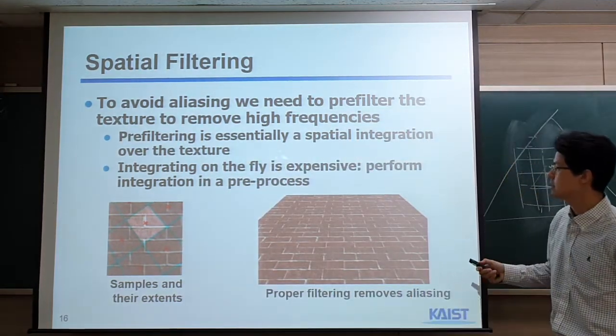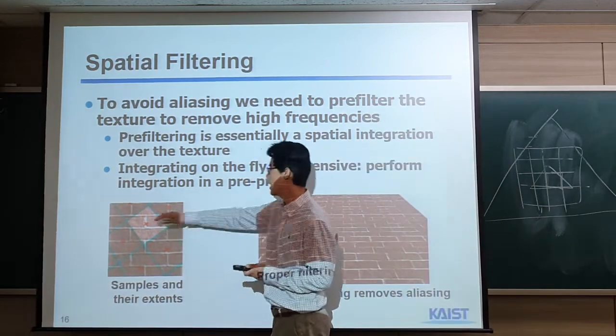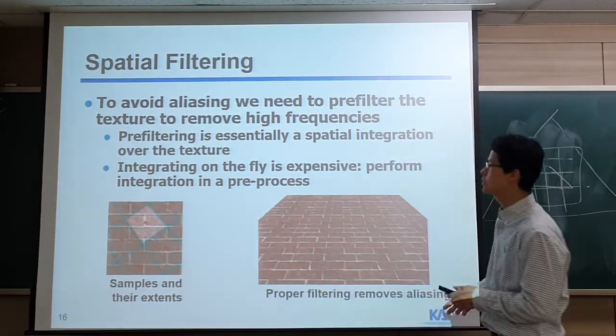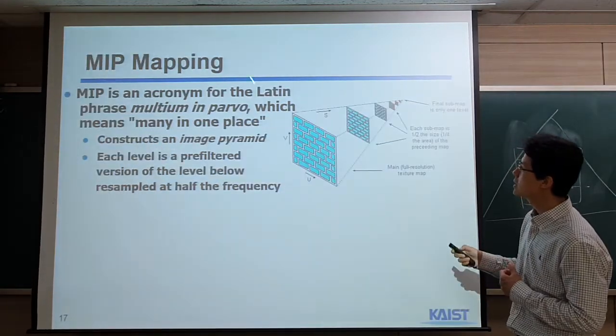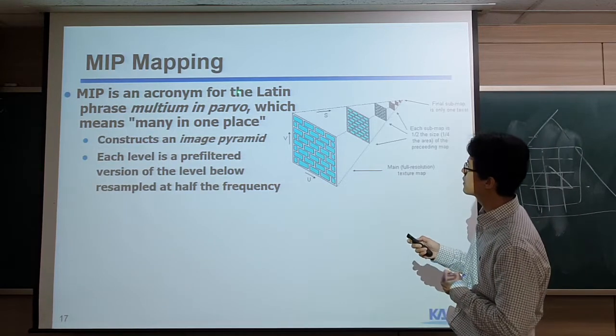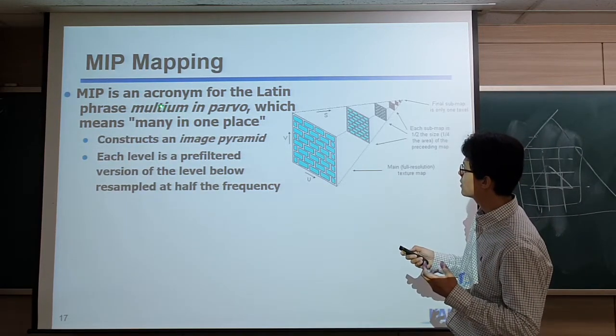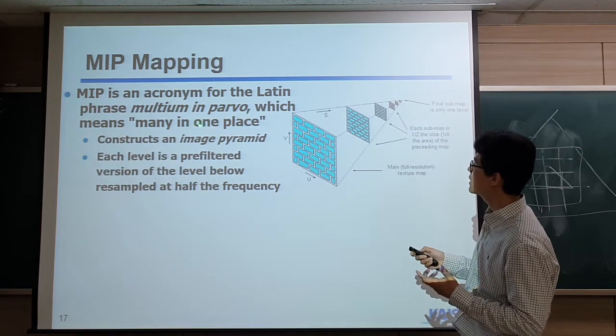Integrating on the fly is expensive, since we have to look at so many texture color values. So we need to do the integration in a pre-process. Along that line, MIP mapping is very commonly used. MIP is the acronym for the Latin phrase multum in parvo. It means many in one place.